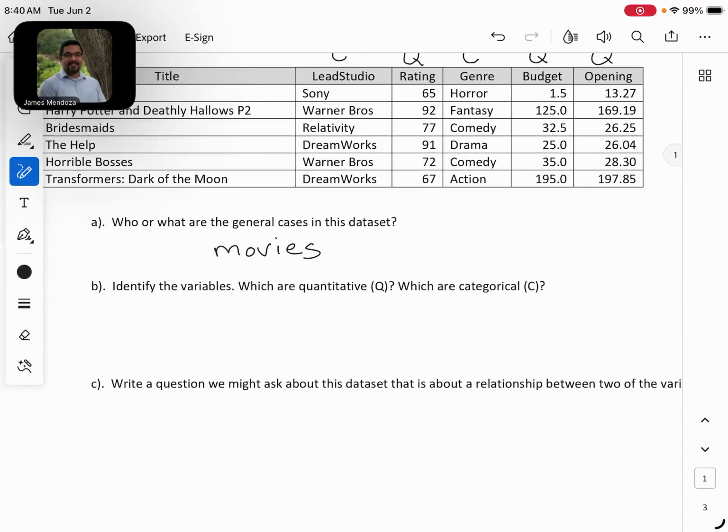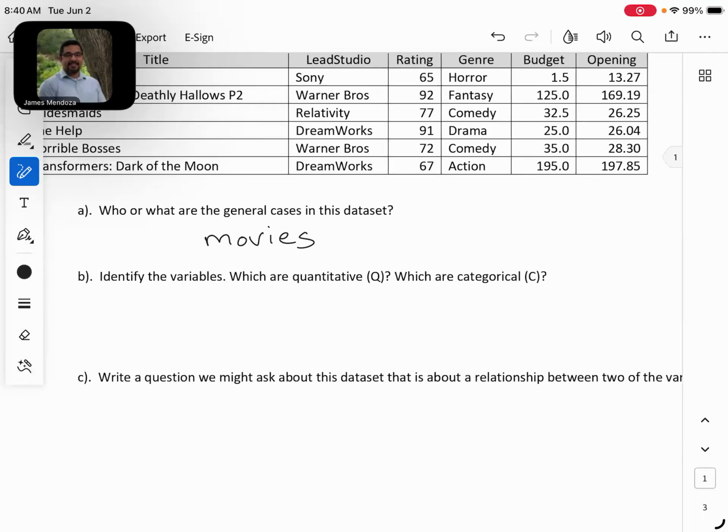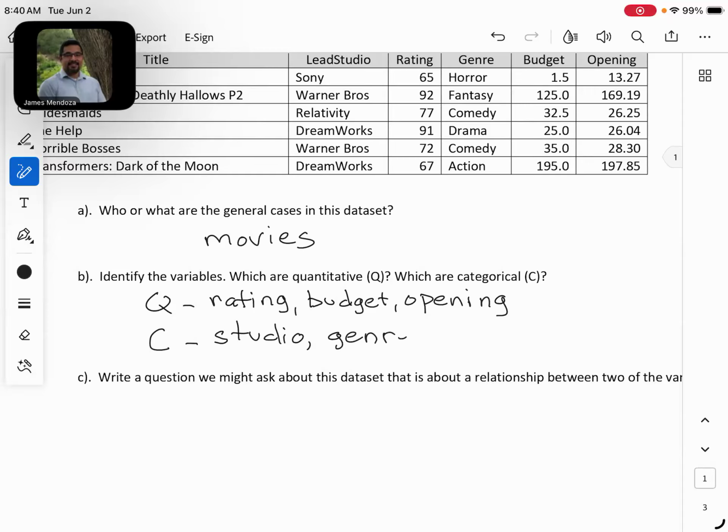And we've already done part B, but whenever it comes to the homework, you could do it this way. You could say some of the information was quantitative, some of it was categorical. The quantitative information was the rating, the budget, and how much money these movies made on opening weekend. And then those two things within the data set that were categorical, you've got the studio, and then you've also got the genre, the type of movie.